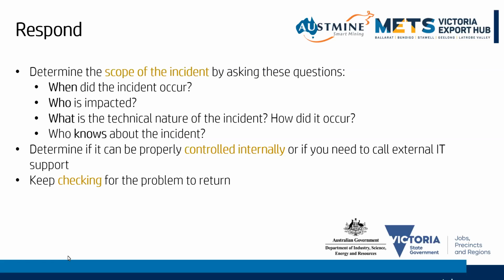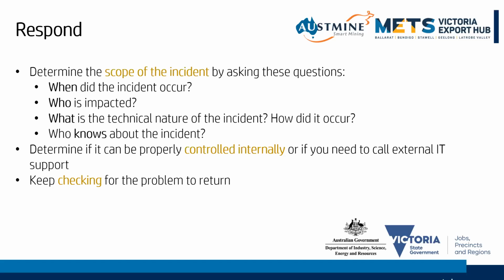You also need to determine the scope of the incident. So ask, when did the incident occur? People will sometimes be a little bit slow in coming forward if they think they have done the wrong thing and that has led to the compromise. So make sure you get a really accurate idea of when the incident occurred and how long you now have to respond after the initial incident.